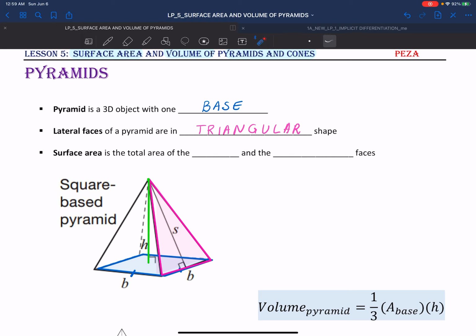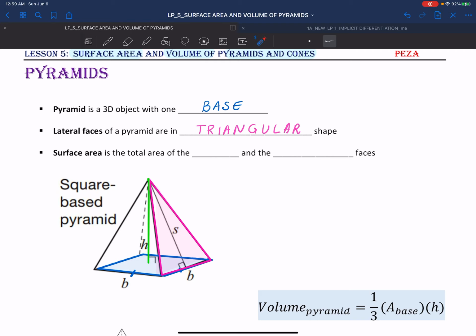Now, I want you to take another look at this diagram and think, how many lateral faces would this pyramid have? Now, since the pyramid has 4 sides at the bottom on the base, it's going to need 4 lateral faces, right, to close up the shape because it's a 3D shape.